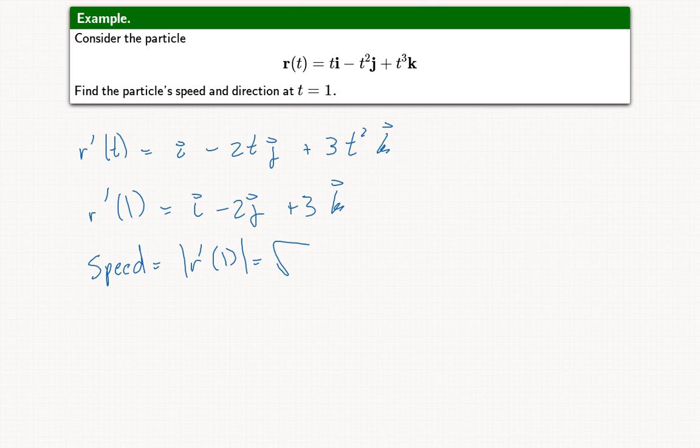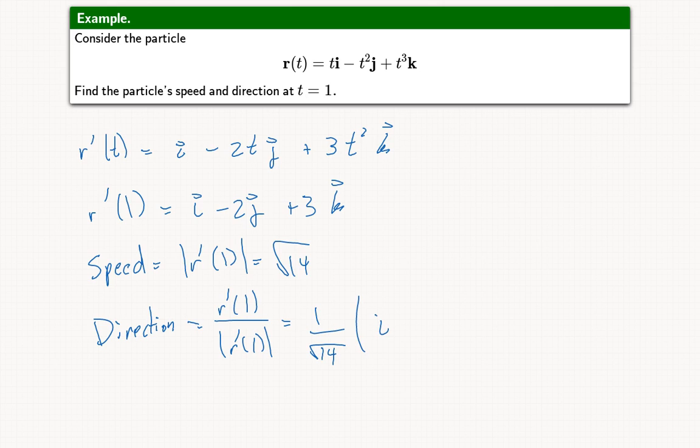So the speed is the magnitude of the velocity. So the speed will be root 14, and the direction means the unit vector of the tangent vector. So we divide the velocity by the speed. The direction will be the unit vector 1 over root 14, i minus 2j plus 3k.